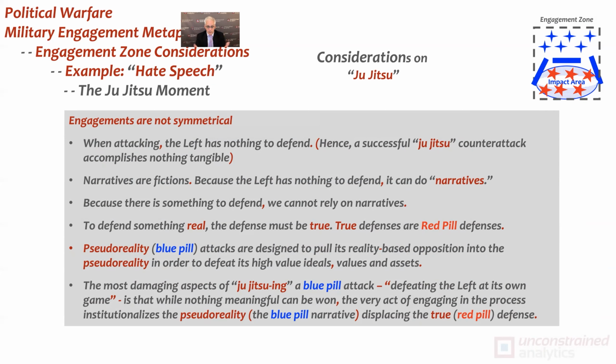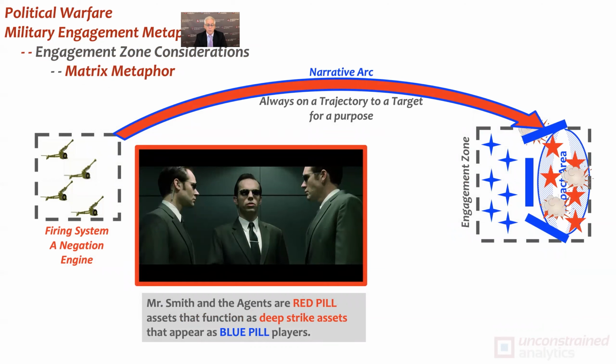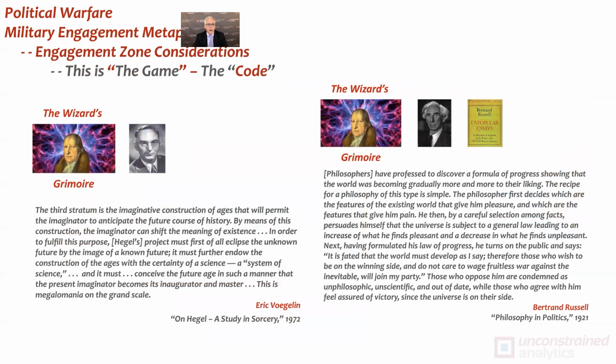So, you know, let's just point this out. Mr. Smith and his agents are red pill assets that function as deep strike assets that appear as blue pill players. When they're engaging you, they're there to destroy you. And they can always assume the form of a blue pill player. So how do you make that analogy? You can come up with quite a few. So I just want to go back and talk about that stuff we said at the very beginning, quoting Eric Voegelin, talking about how he identified Hegel as a wizard and his dialectical equations as a grimoire.